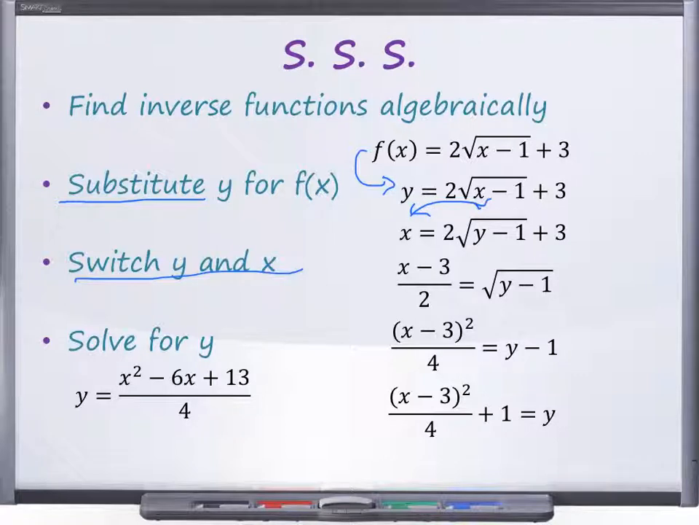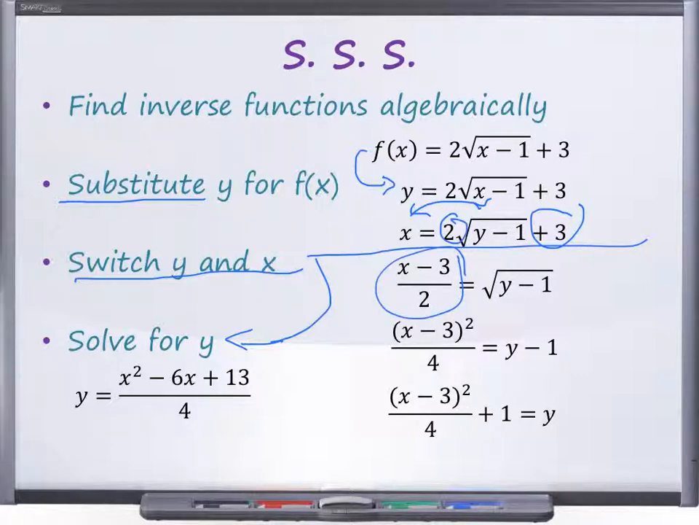Now the third step, the third S, is to solve for y. So I'm right here. So all of this is the solving for y. Alright, first thing, subtract the 3 and divide by the 2. That's what I did right here. Subtract 3, divide by 2. Now I've isolated the square root, so now I have to square both sides.